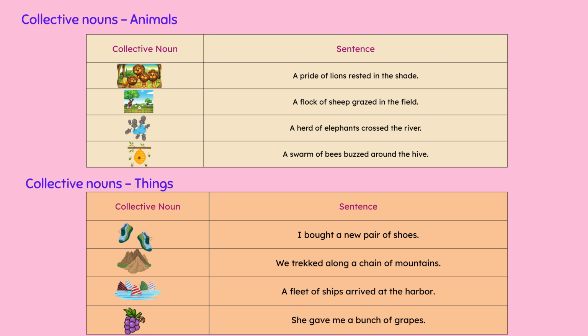A fleet of ships arrived at the harbor. Fleet means a group of ships or vehicles moving together. She gave me a bunch of grapes. Bunch is used for tightly grouped items, like grapes or flowers. These collective nouns describe groups of things acting as one unit.